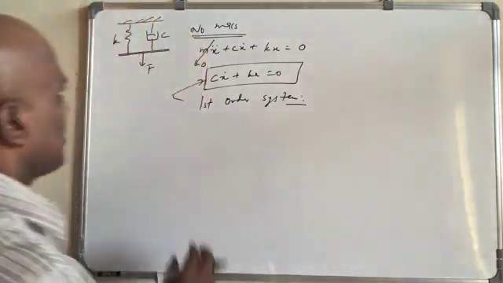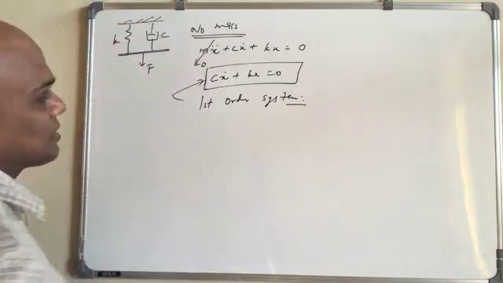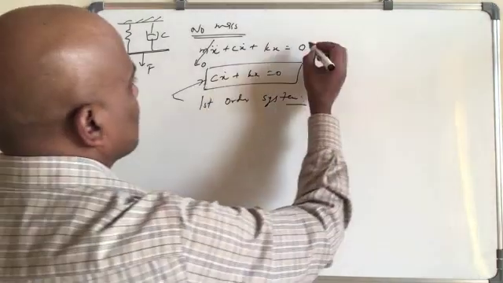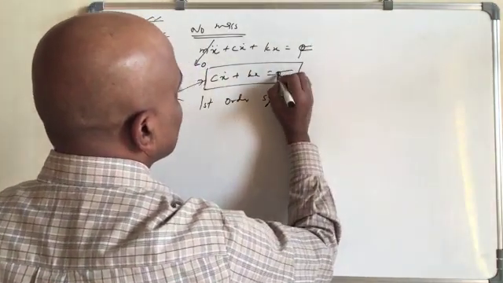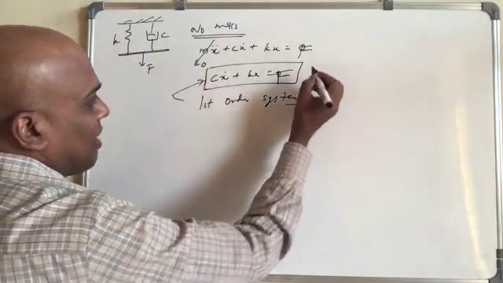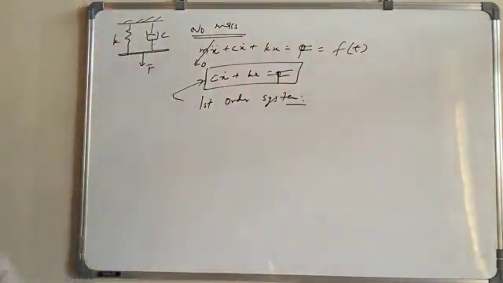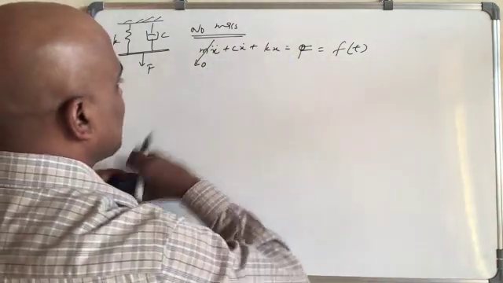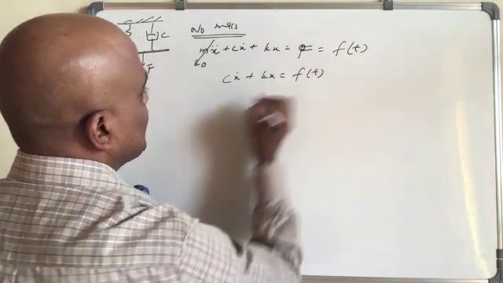Now, what is the response that we have to study? In this case, force is applied, so put force here. Force we can have as a function of t, f(t), like this one. So let's rewrite this one. Our equation is c x dot plus k x equal to f(t).